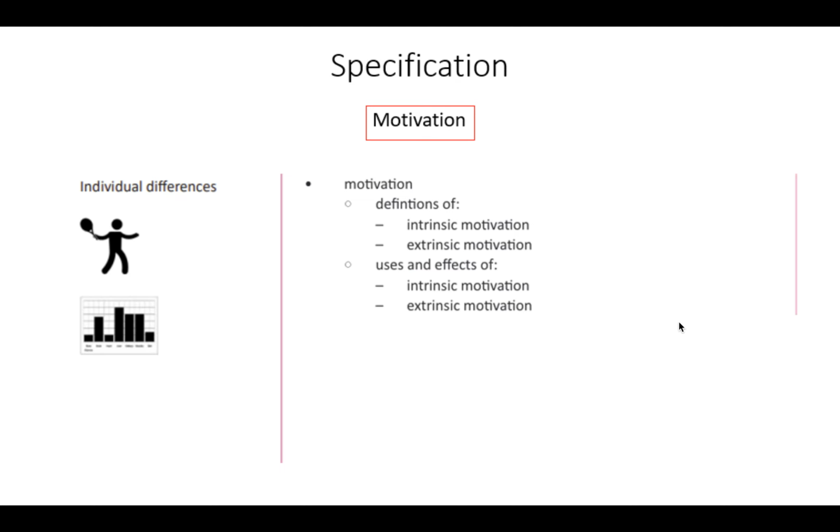So if we look at the specification, we need to be able to define these two key terms when it comes to motivation: the intrinsic motivation and extrinsic motivation. We also need to know the uses and effects of intrinsic motivation and extrinsic motivation. The uses and effects essentially means the advantages and disadvantages. So why would we use intrinsic or extrinsic motivation, or why is it good, and potentially what are the disadvantages with intrinsic and extrinsic motivation.